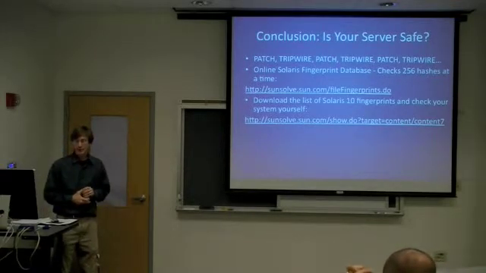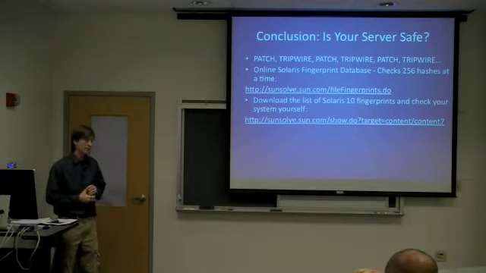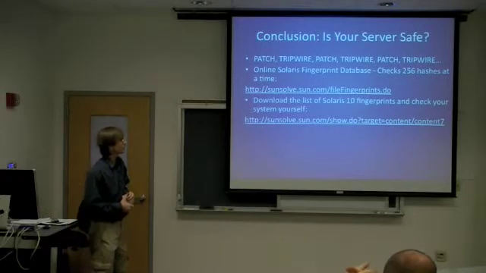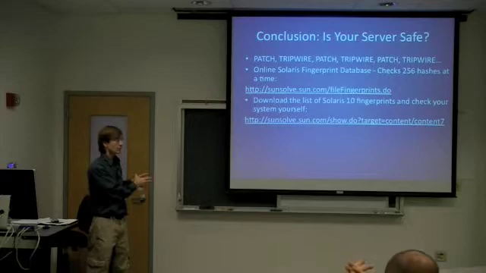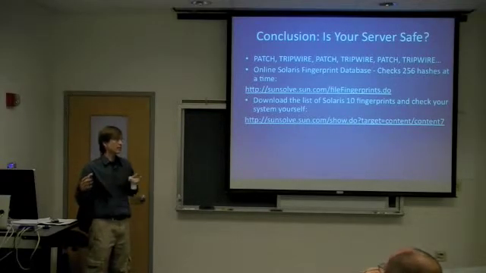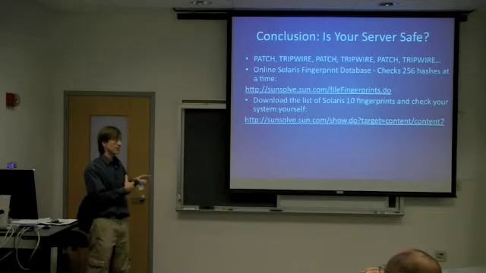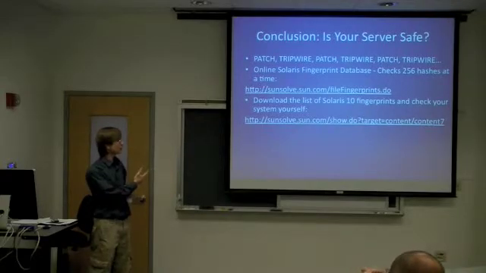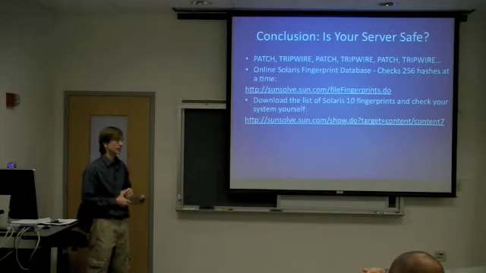Once you are hacked, if you're not running Tripwire, you have a couple options. Solaris has a fingerprint database, and you can take your files on your machine, compare them to the Sun database, and see if they're matched, see if they're the same. If they're different, maybe the hacker has changed stuff on your system. So you can either do it by hand, or you can go to their website, which will do 256 at a time.